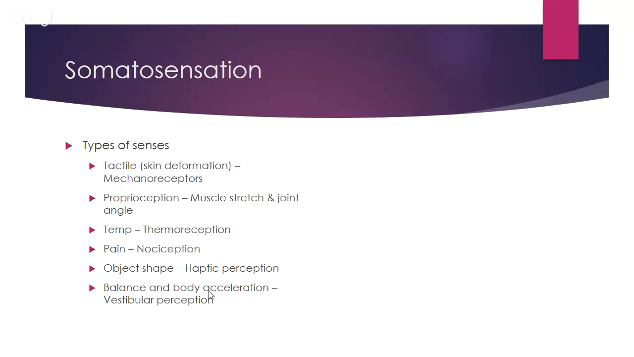Somatosensation is just touch, or how we talk about touch, and that's grouped into different things: tactile somatosensation, proprioception, which is where the position of your limbs and stuff are in respect to space, temperature, pain, object shape, haptic perception, or stereognosis, balance and body acceleration, which is vestibular perception.